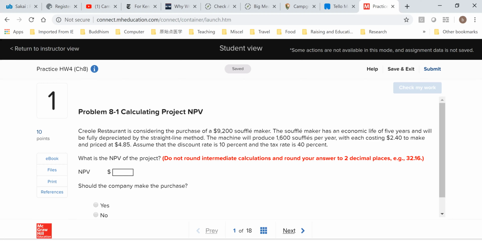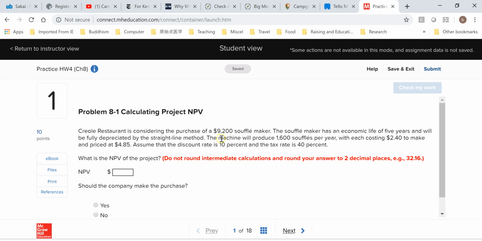This is question number 1 of practice homework 4 for chapter 8. Creole restaurant is considering the purchase of a $9,200 souffle maker. The souffle maker has an economic life of 5 years and will be fully depreciated by the straight line method.